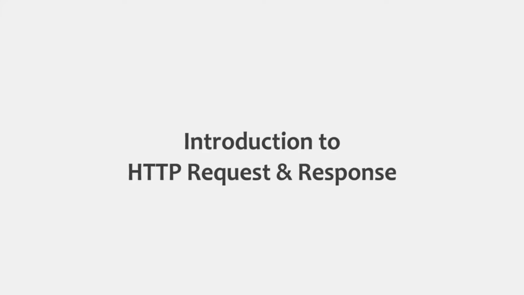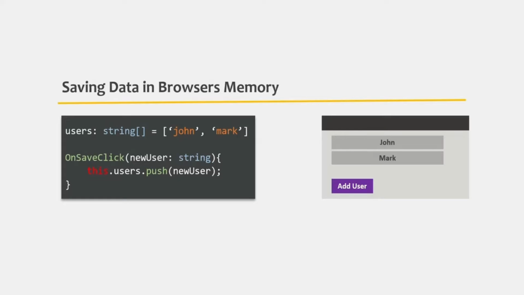Now, when we save our data in the browser's memory, every time we restart or refresh our Angular application, the new data which we have pushed to the array will be lost. And we are left with the initial state of our Angular application. So for example, let's say initially when this component is getting rendered, there we are creating this users property. And initially in this users property, we have two elements. And we are displaying those two elements here in the web page.